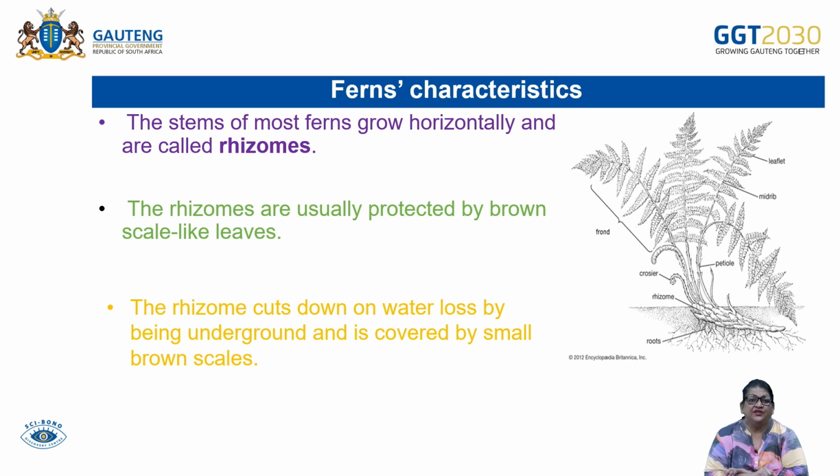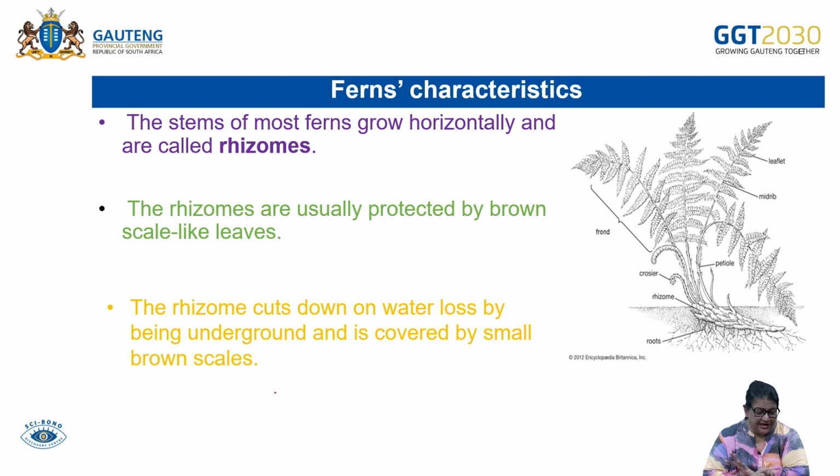Now, what are some of the characteristics of the fern? The stems of most ferns grow horizontally. Can you see? Underground like this. That's horizontal, where you lie flat, and vertical way is when it's upright. But the stem of the fern is horizontal. It's called a rhizome. Rhizomes are protected by brown scaly leaves, like the leaves of an onion. The rhizome is protected by the brown scaly leaves, so it doesn't lose too much water. The rhizome cuts down on water loss by being underground.